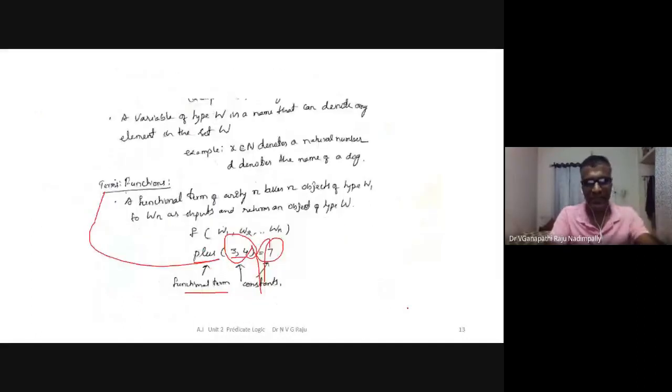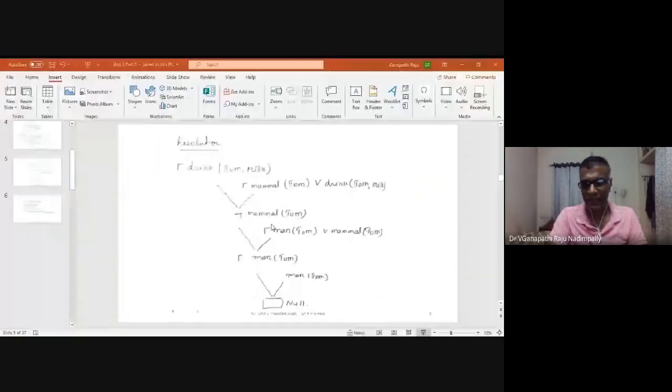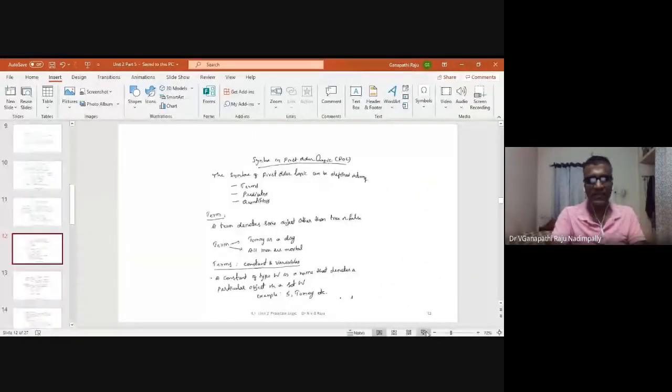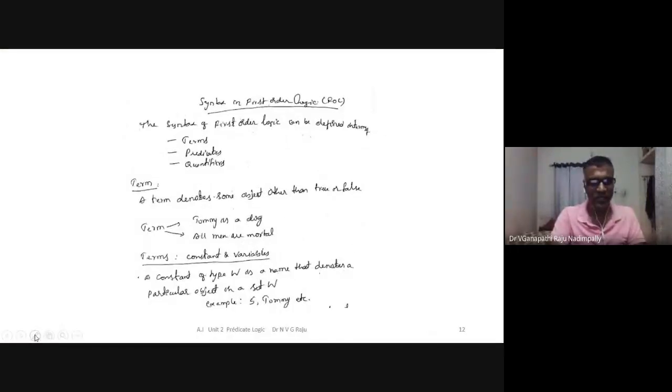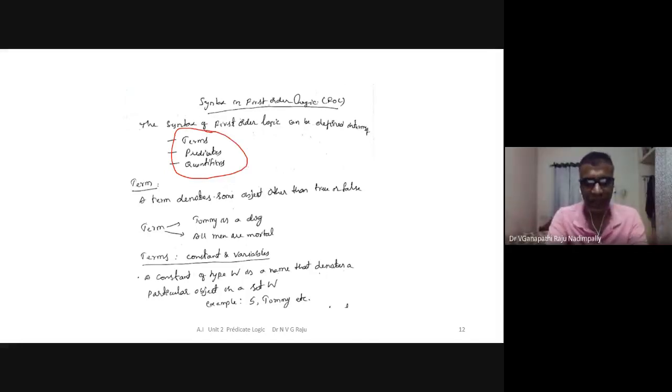Let me erase the screen. Could you please tell me what are the basic terminologies in first order logic? Terms, predicates, quantifiers. I need 3 people. What do you understand about what is a term? You please tell me. 3 different people. First, anyone about term?